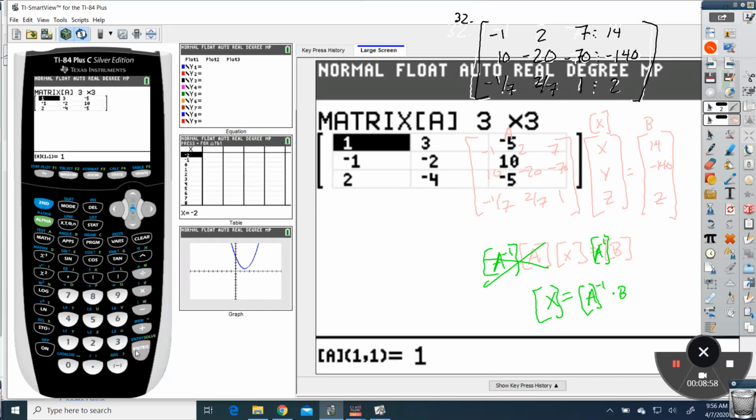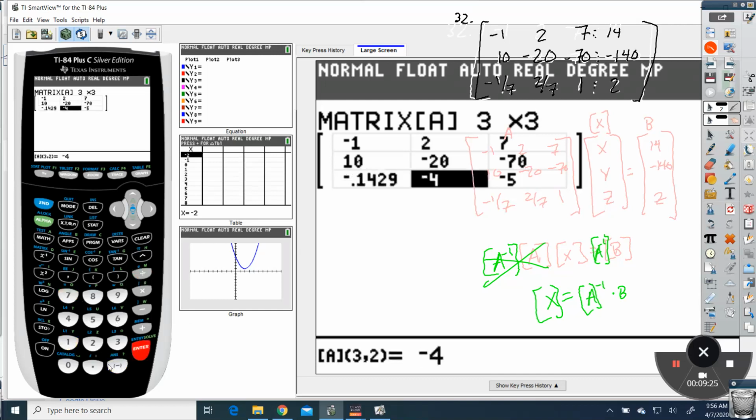So it's -1. Whoops, I need to go back, make sure it's a -1, 2, 7. So now on to my second row. 10, -20, -70. Now the third row, -1 divided by 7, 2 divided by 7, and 1.